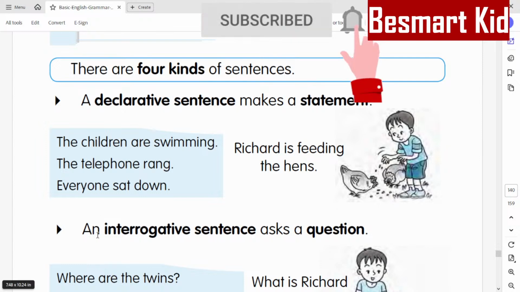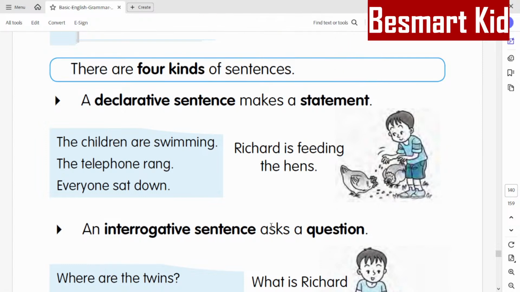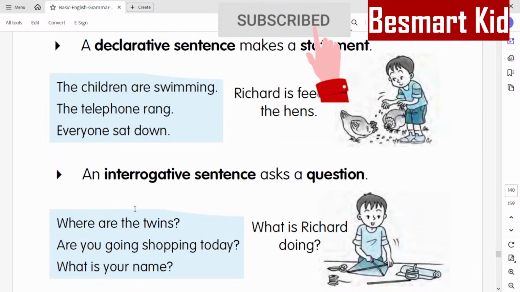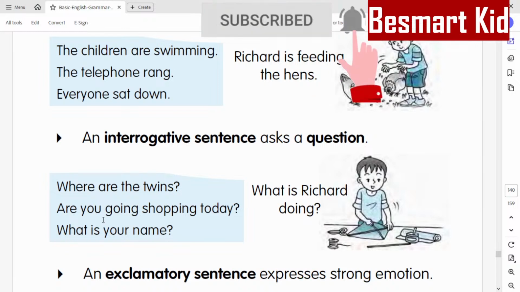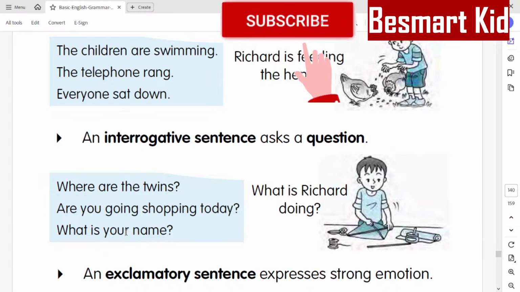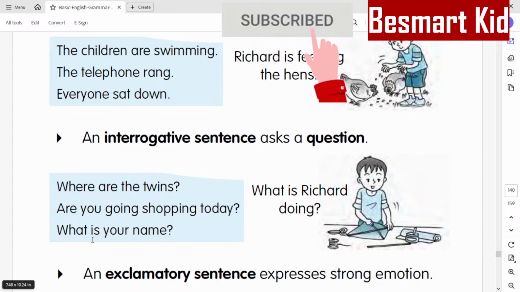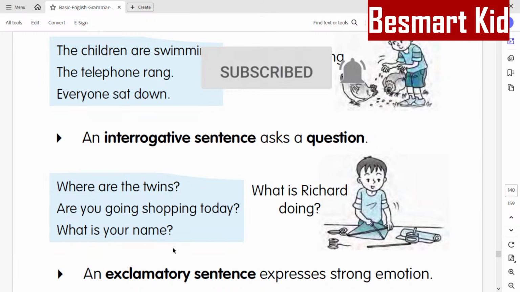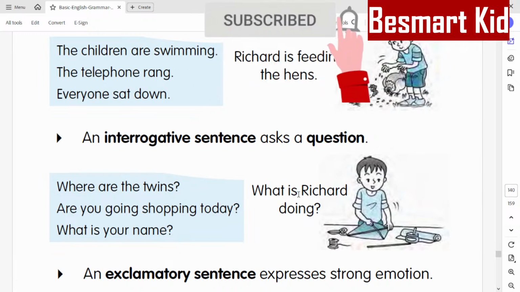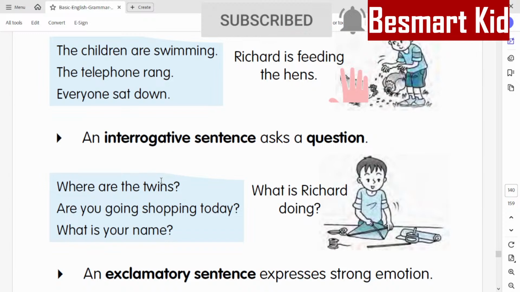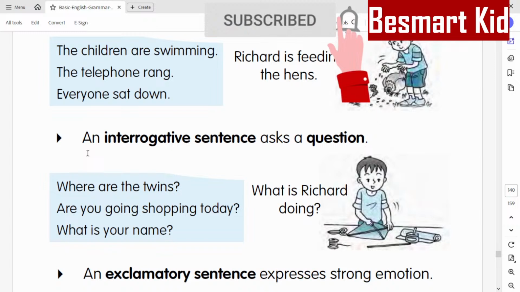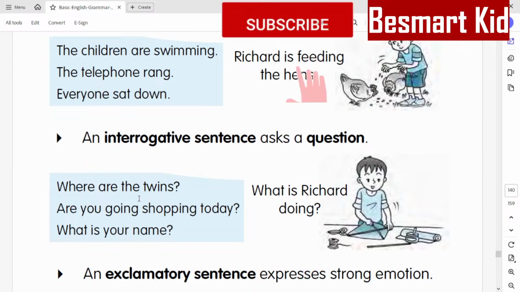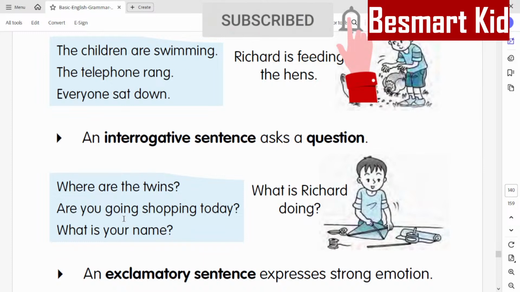Second, an interrogative sentence asks a question. Where are the twins? Are you going shopping today? What is your name? What is Richard doing? Those are some examples of an interrogative sentence, but you can make yours.